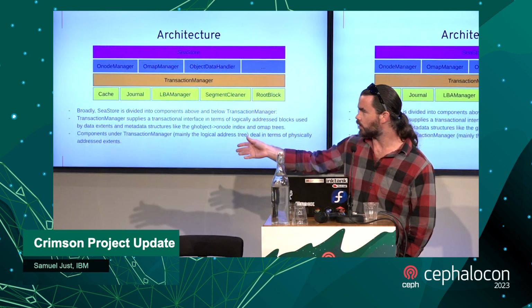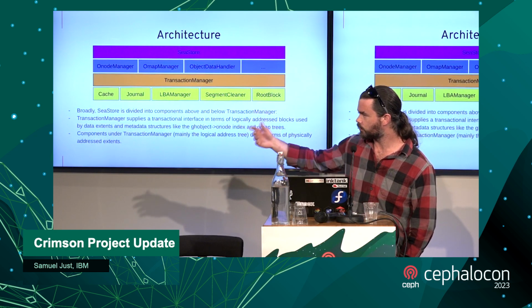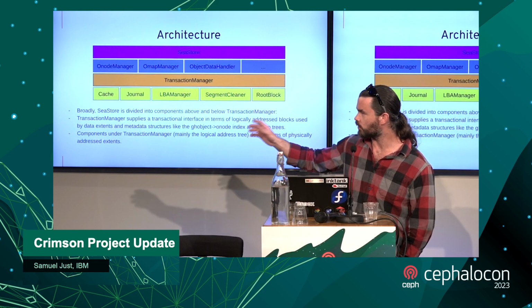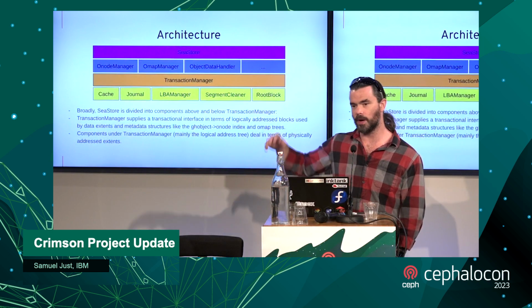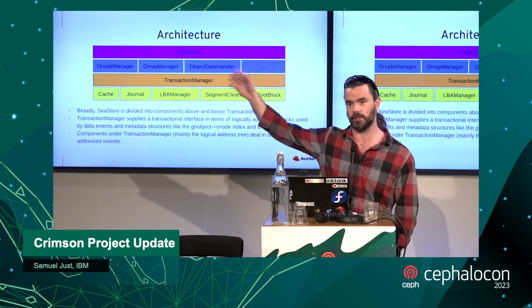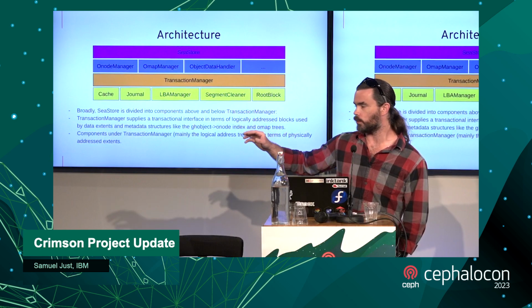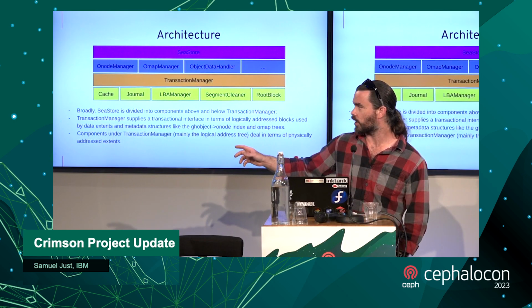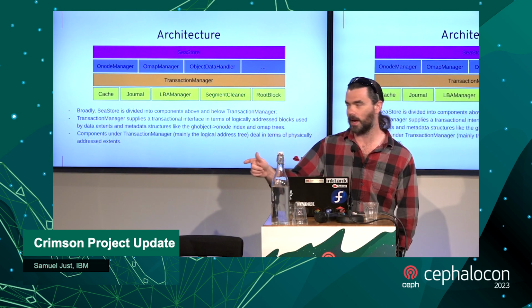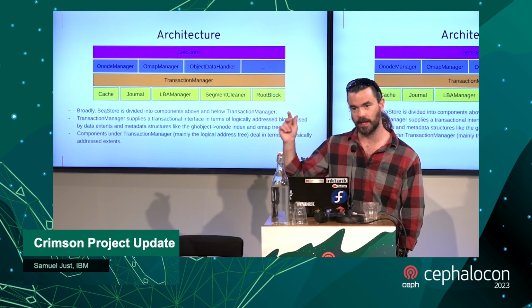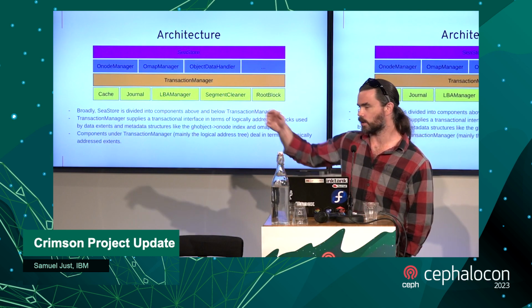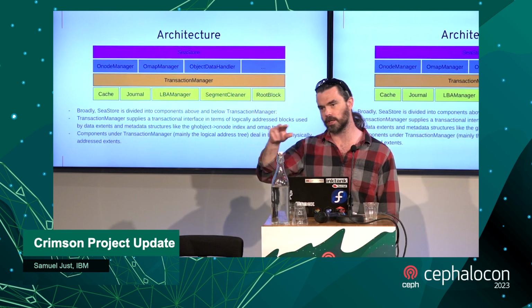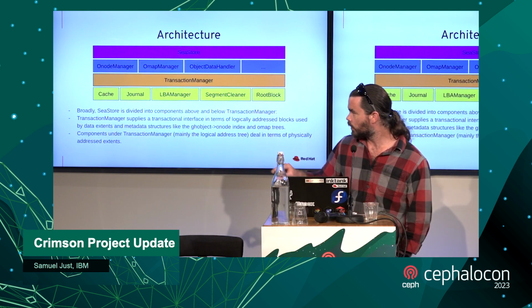Architecturally, it's divided into components above and below Transaction Manager. Transaction Manager supplies a transactional interface in terms of logically addressed blocks that everything above it, the things that the OSD actually cares about, uses. So we can do tiering and garbage collection for O nodes, OMAP B tree nodes, the actual data extents, and anything else we choose to add later, transparently, without having to care about how those extents are implemented. And everything below that works simply in terms of these uninterpreted extents.